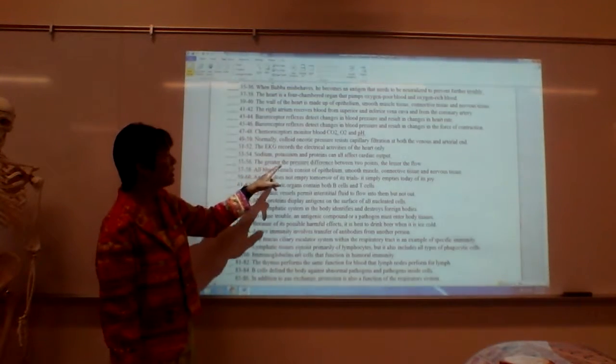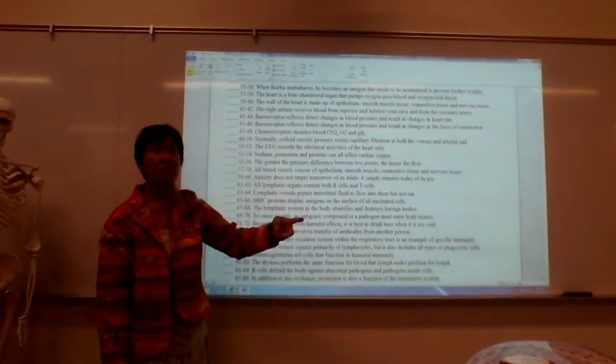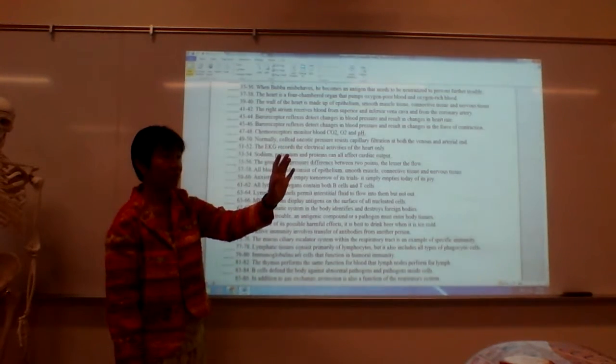Going to the pressure difference between the two points, the lesser the flow. False. Should be more flow, right?